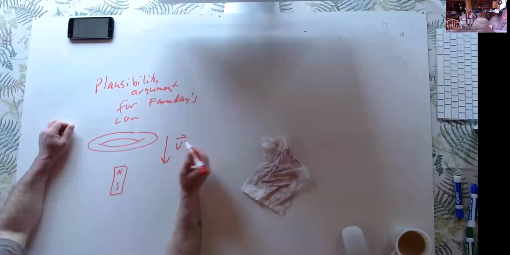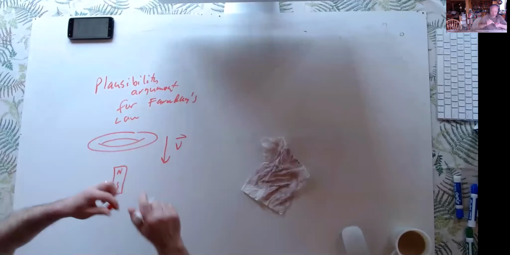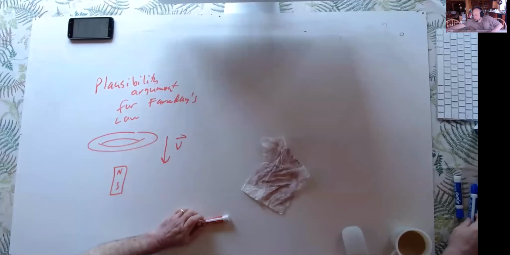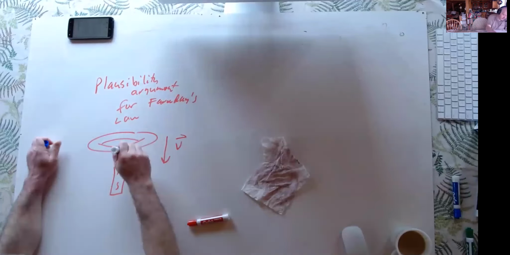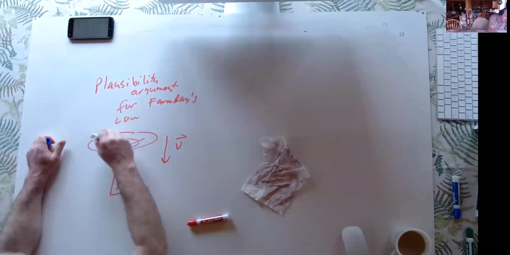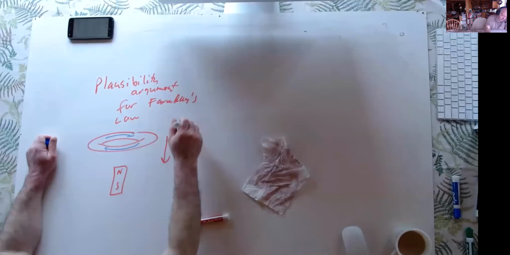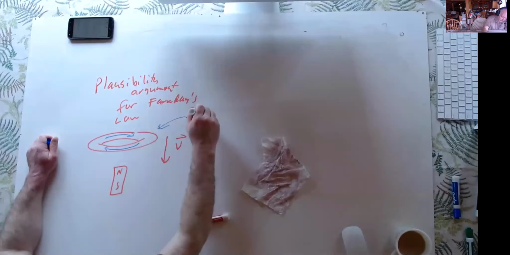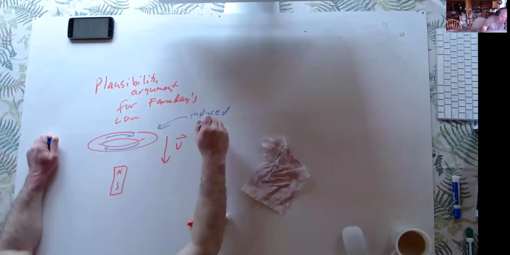And we said when we do this, you're going to end up with an induced current. And we said the induced current is this. It goes that way. So that blue there, this is your induced current in the loop.